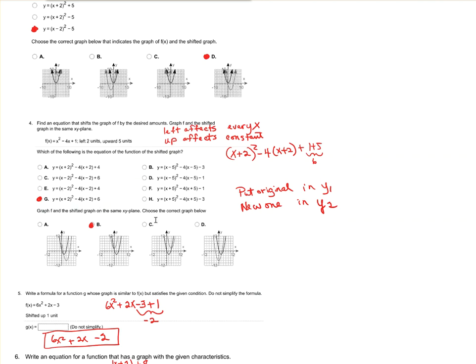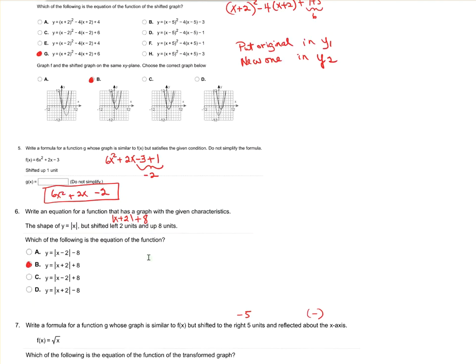And then it says graph the original and the shifted graph. Well, here's what I suggest you do in your calculator. Put the original in y1. So put this one in y1. And then, sorry, this is the original. Put that in y1. It wouldn't matter if you did it backwards, but put that one in y1, put this one in y2, and you'll get one of these graphs. And it happens to be this one. So I think that's what you need to do for that.